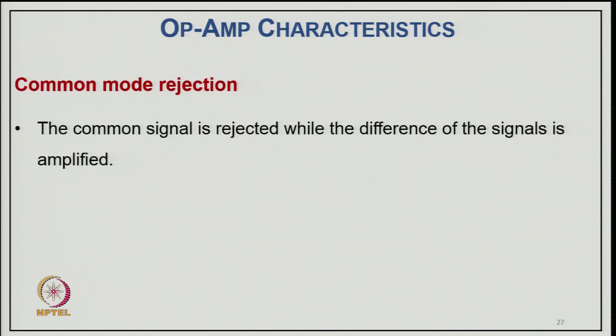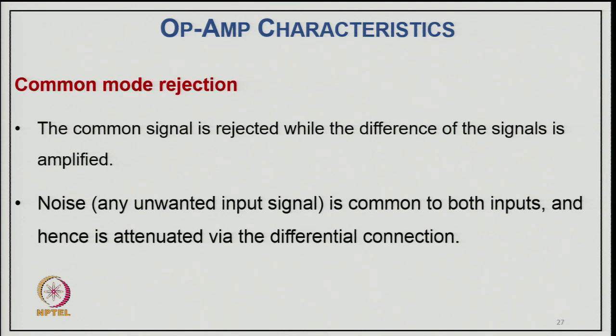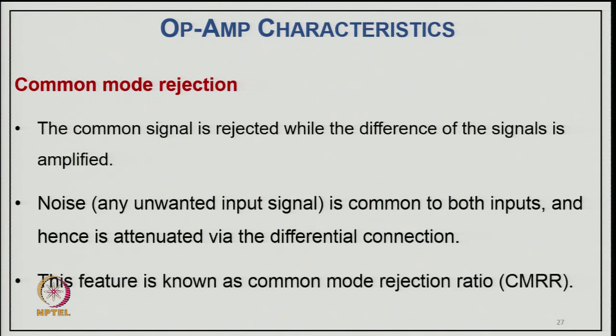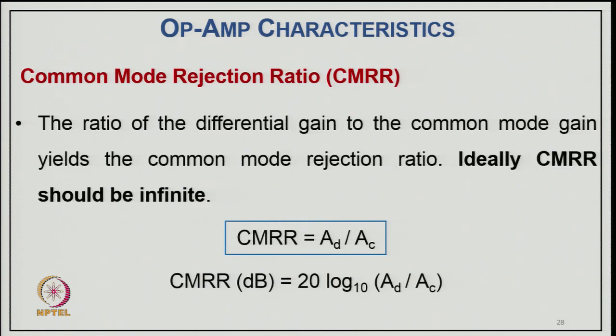This we call common mode rejection. You define that a common signal is rejected while the difference of the two signals is amplified, as shown in the earlier diagram. Noise, or any unwanted input signal, is common to both inputs and hence it is attenuated by the differential connection, and this feature is known as the common mode rejection ratio. Common mode rejection is defined as the ratio of the differential gain to the common mode gain, and ideally CMRR should be infinite.